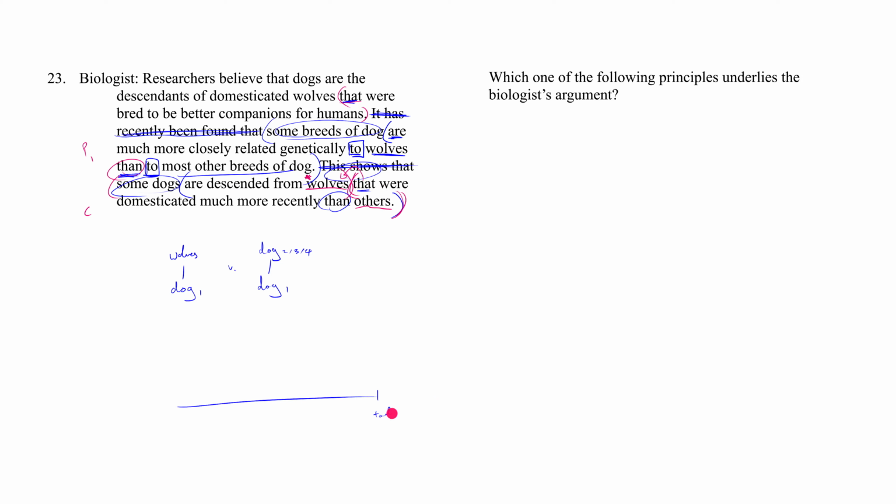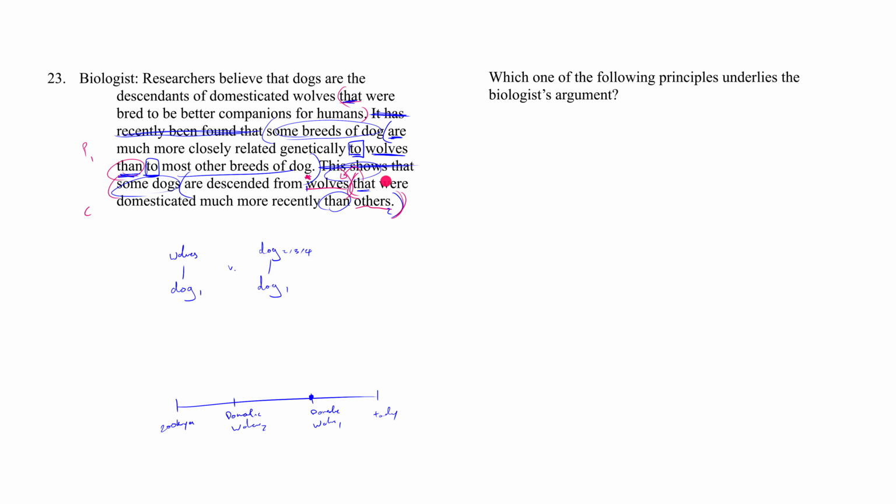If this is today and this is, say, 200,000 years ago, all this is saying is that, look, here was a domestication event of wolves. And then here maybe was another domestication event of wolves. And that's it. This is wolf 1, this is wolf 2, right? In other words, this group of wolves was domesticated more recently on this side of the graph, right? More recently, closer to today, than compared to this set of wolves. That's all there is to it for the conclusion statement.